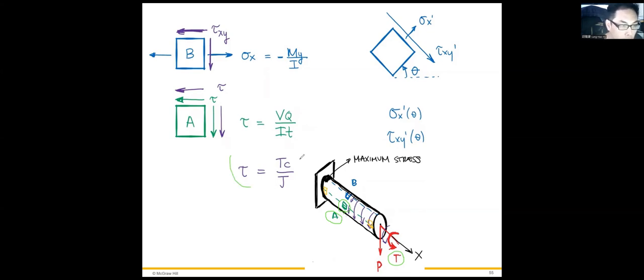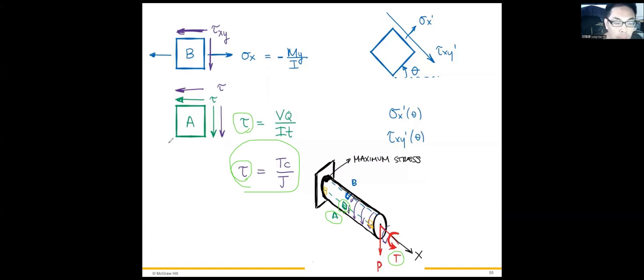And what's the value? It is TC: T times the distance from the neutral axis to the surface, or say the radius of this solid rod, divided by the polar moment. That is the shear stress. And what else? At point A, there is also the transverse shear due to the bending from the end load P, right? So it must have the transverse shear stress.